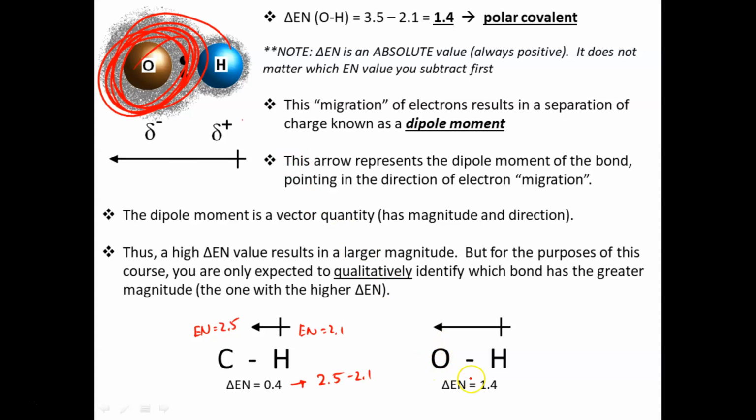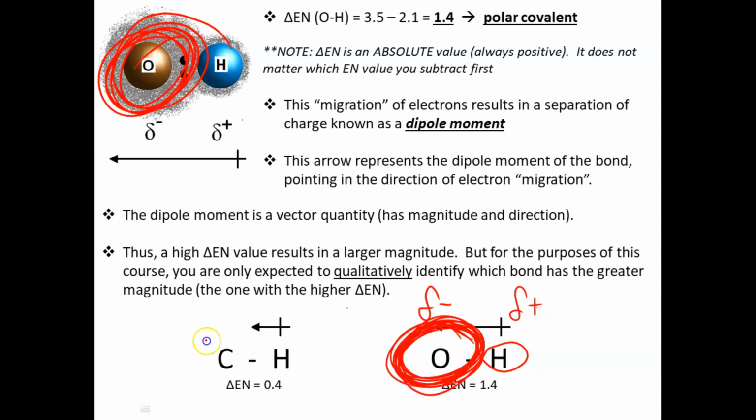Well, if you look at the OH bond, it has a delta EN of 1.4, so it's a much bigger charge separation, with the electrons spending most of their time around the oxygen and very rarely coming back to the hydrogen. You're going to see a partial negative, partial positive. Versus CH, because they're very, very similar in electronegativity, so not much of a difference, you're going to see the electrons spend more time around the carbon rather than the hydrogen, but not as great of a difference as you would see in the OH bond.